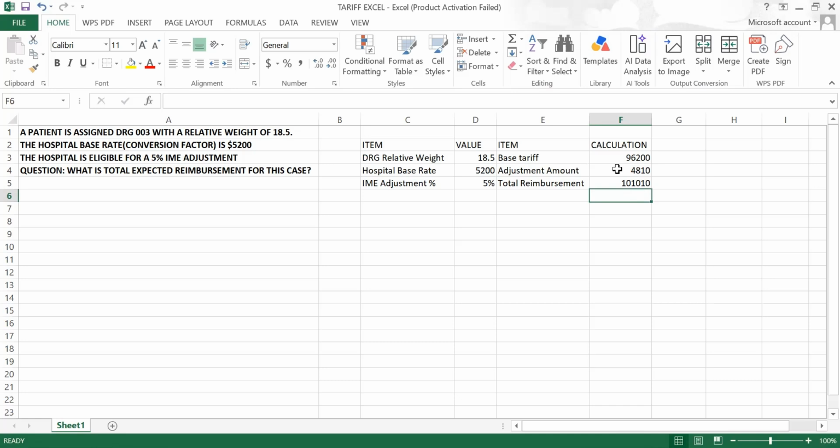This is an example of how real-world reimbursement isn't just weight times rate. Adjustment factors like IME, or in other systems, things like DSH payments, sit on top of the base calculation and can meaningfully increase what a hospital actually collects for the same clinical case.